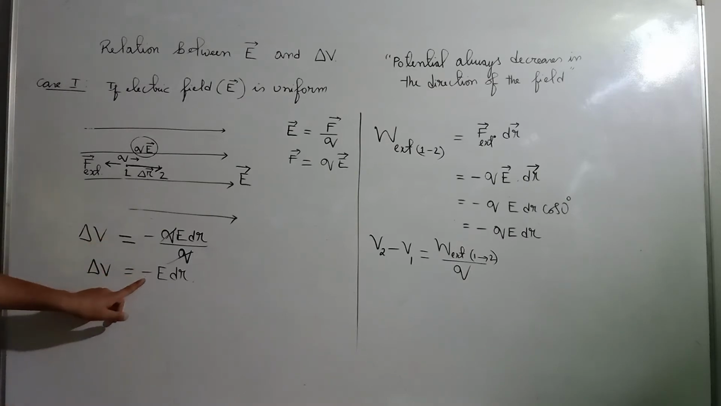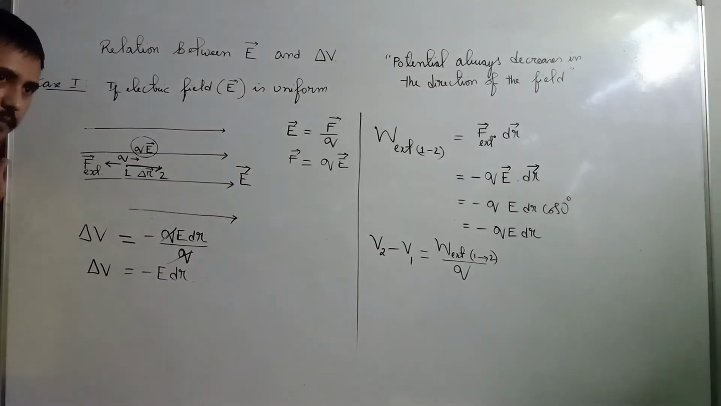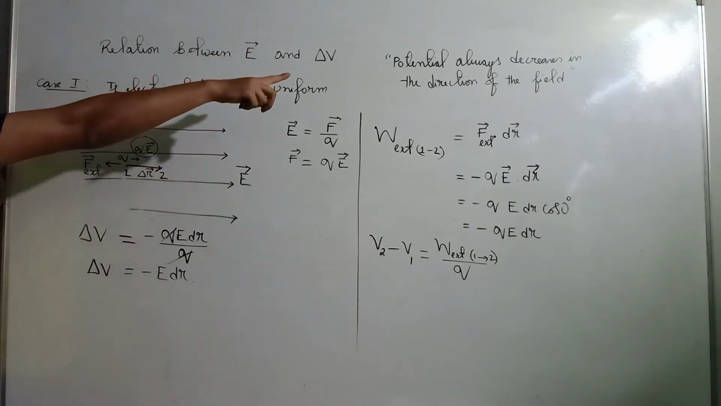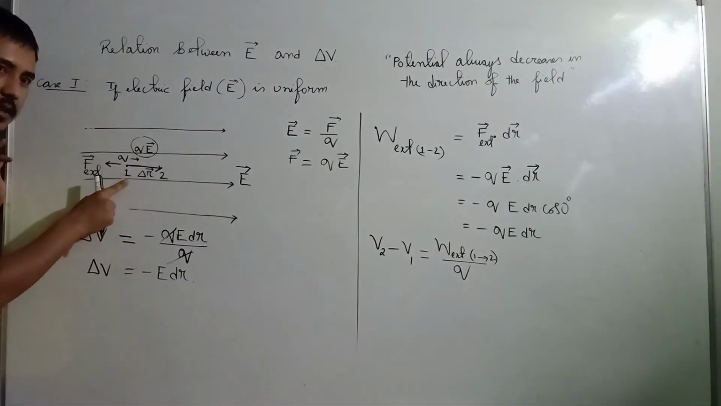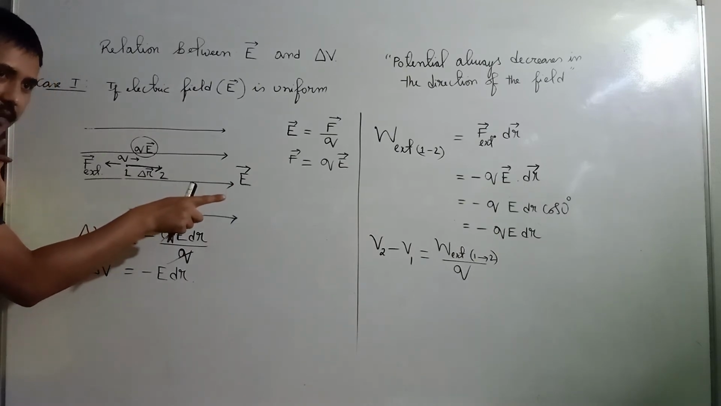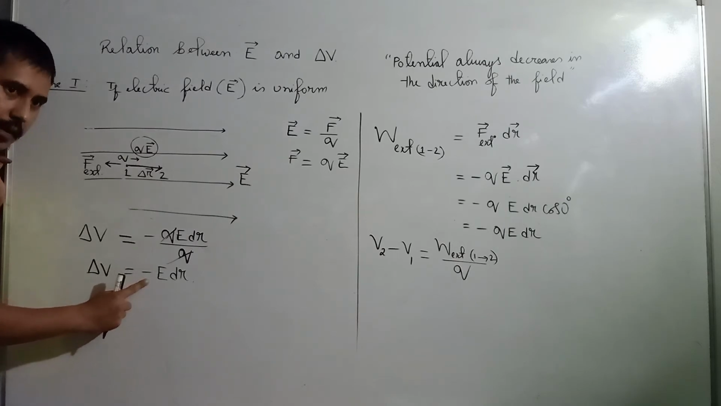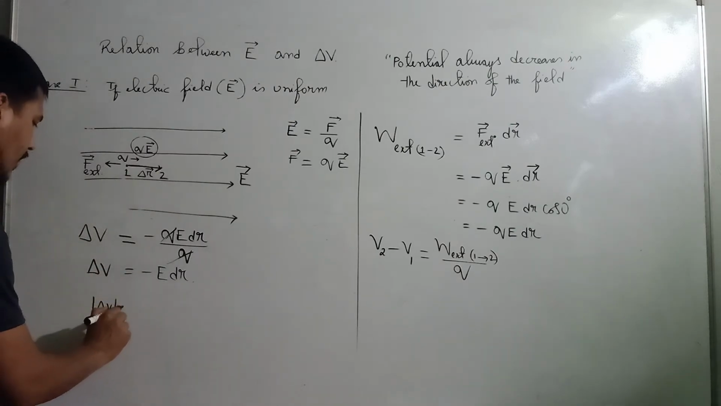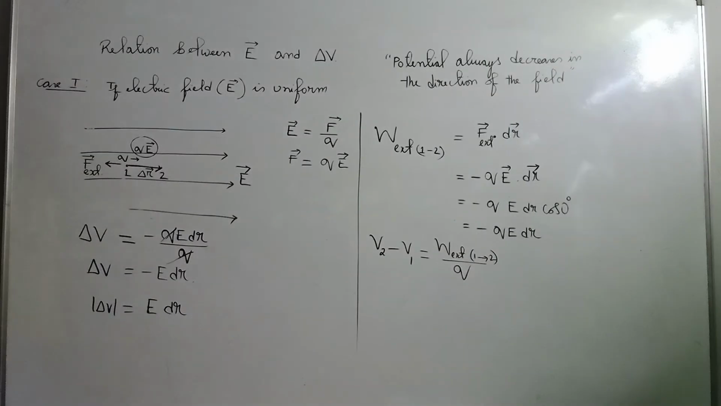Why negative sign here? Because I'm finding V2 minus V1. Which is at the higher potential, 1 or 2? Potential always decreases in the direction of the field, so 1 is at the higher potential. I'm writing V2 minus V1, that means lower potential minus higher potential, which gives a negative value. But if we consider only the magnitude, then we will write only E dr.